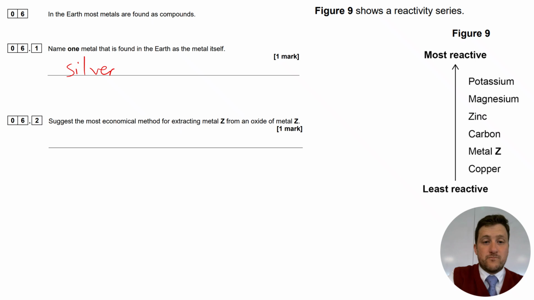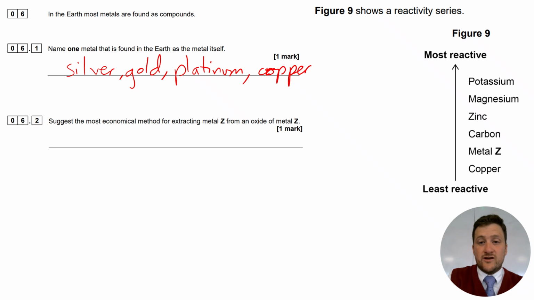And we have silver, gold, and you may have learned platinum as well. And actually, depending on how you've been taught that, you may have been taught copper. Now that is not the correct order for reactivity series. It's copper, silver, gold, platinum, but any of those are acceptable. Any of those are acceptable, so don't worry too much. There's not a specific one-word answer they're looking for. They're looking for any of those four.